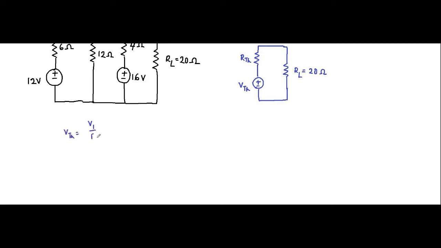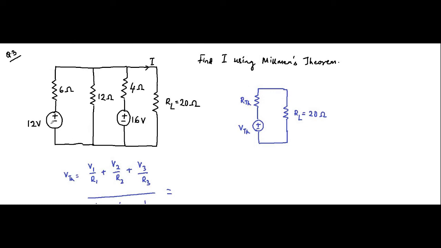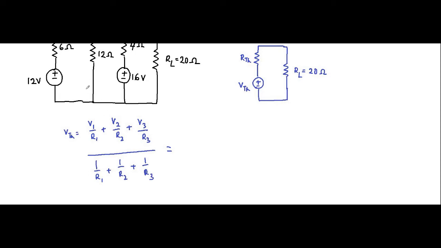V1 by R1 plus V2 by R2 plus V3 by R3, divided by 1 by R1 plus 1 by R2 plus 1 by R3. So here we'll replace all these values. V1 is 12, R1 is 6, R2 is 12, V3 is 16, R3 is 4. But what will be the value of V2? Here, as there is no voltage source, we'll replace it with 0.